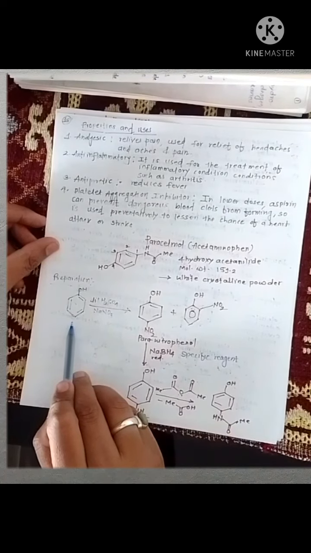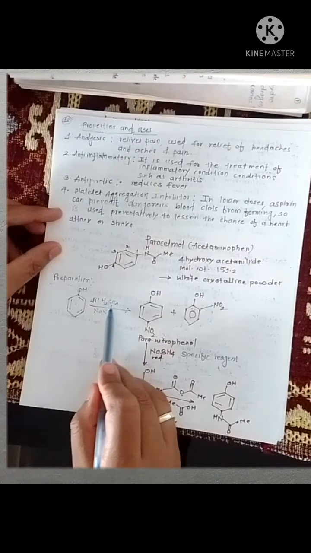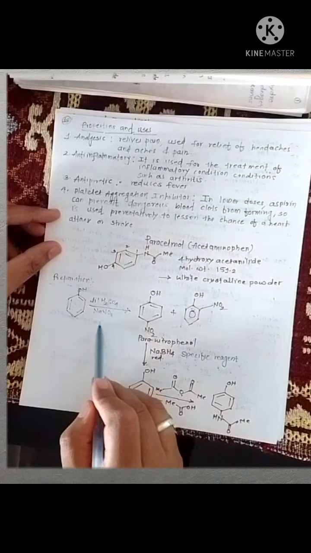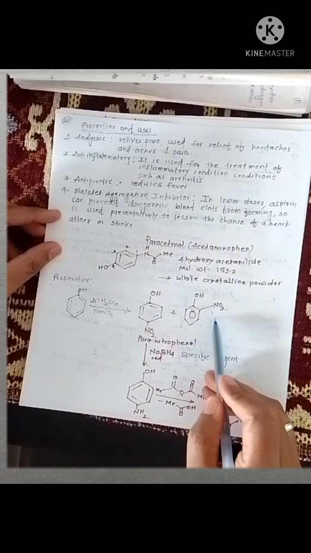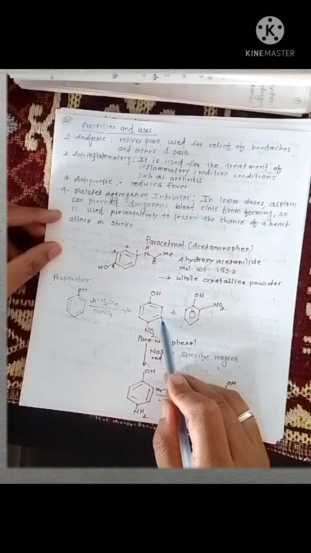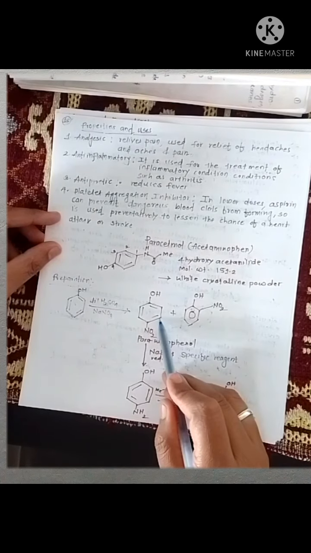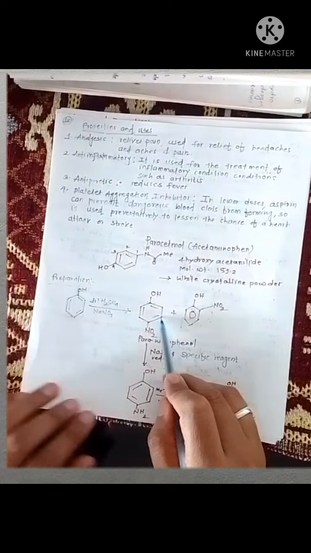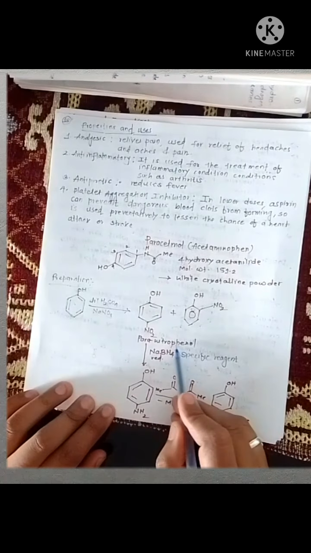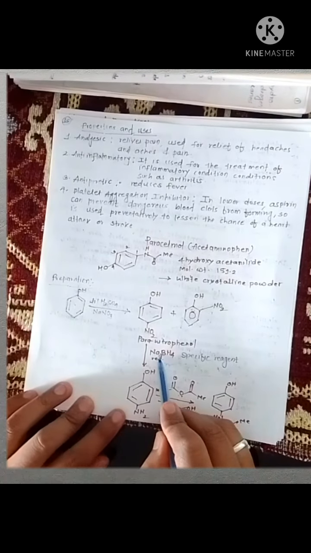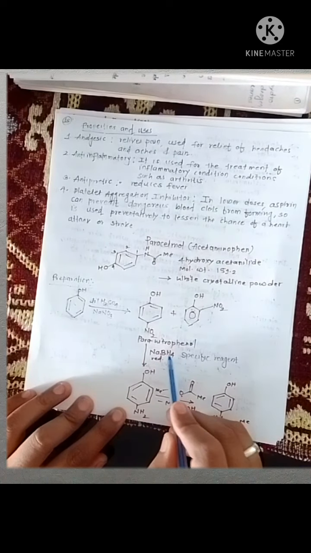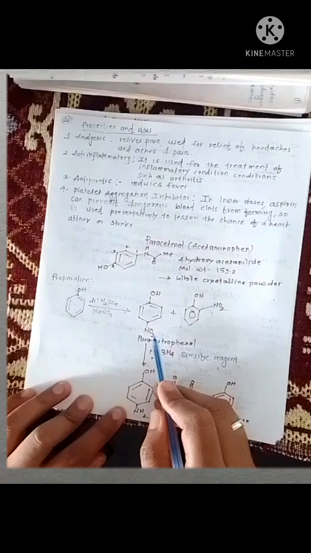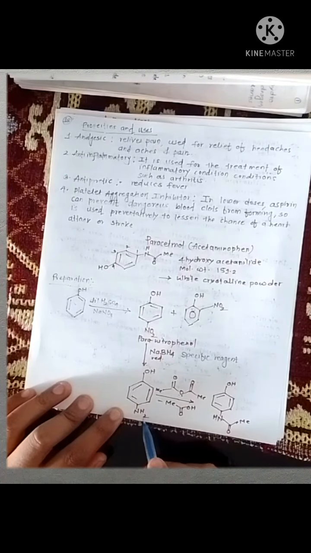First, phenol is nitrated with the help of dilute H2SO4 and sodium nitrite. So we get paranitrophenol and orthonitrophenol. The paranitrophenol is then separated from orthonitrophenol, and this paranitrophenol is then subjected to reduction with the help of sodium borohydride. It is a very specific reagent. It only reduces your nitro group and converts this nitro group into an amine group.